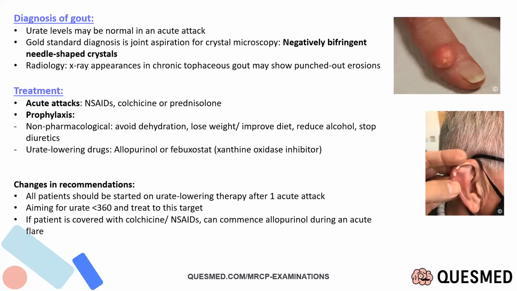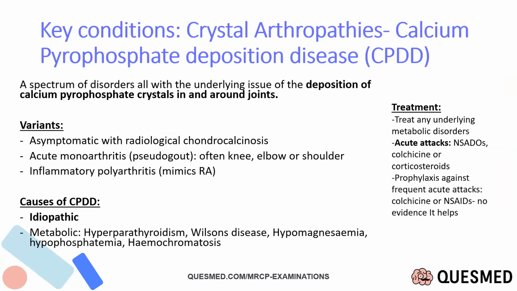And then we always want to aim for a urate lower than 360, and we titrate the allopurinol up and down to get to that level. You want to make sure that they're covered with anti-inflammatories whilst you're commencing the allopurinol, regardless of when you are starting it, because obviously any fluctuation in urate levels can precipitate a flare. And those pictures are just your common places to look for in patients with gouty tophi.